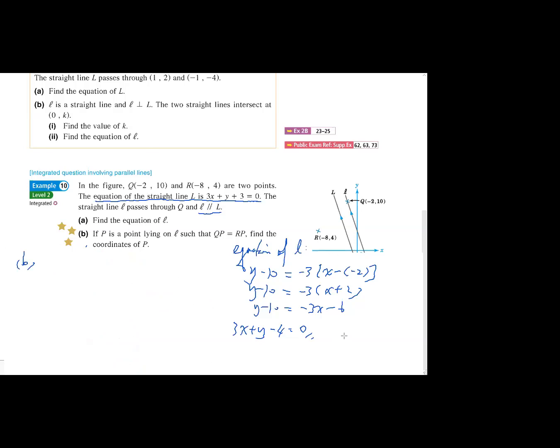If point P is a point lying on L, such that QP is equal to RP, find the coordinates of P. Where is P? It is not shown on the diagram, right? Okay. But we know that P is a point lying on the straight line L. 喺線 L 上面嘅一點嚟嘅 P，係咪任何一點啊？唔係喎，有一個條件嘅喎，就係 QP, the length of QP is equal to the length of RP. OK, and then we are going to find the coordinates of P.